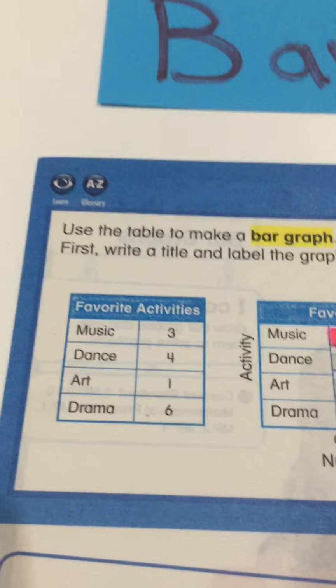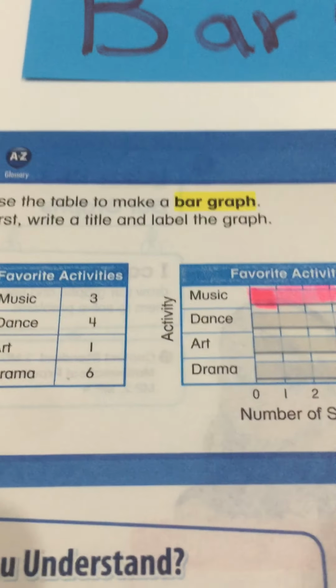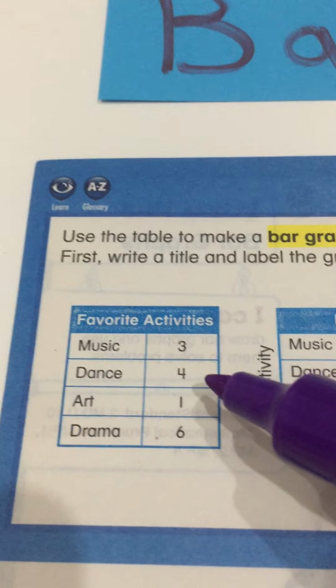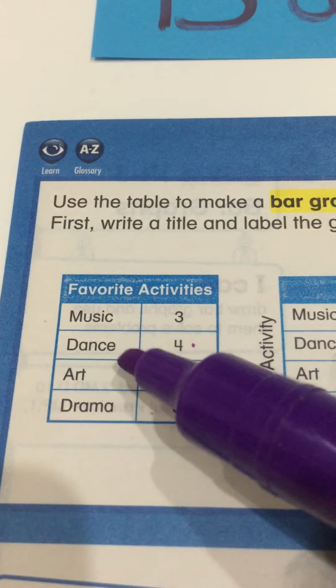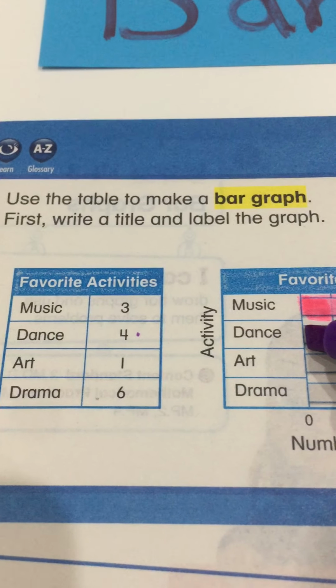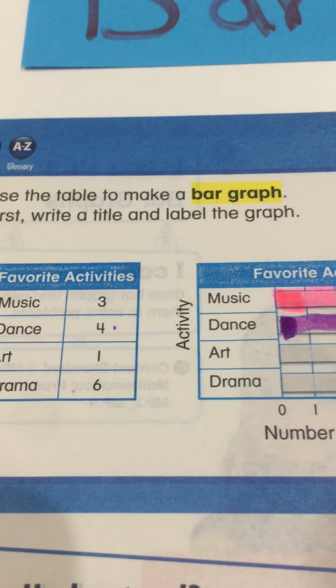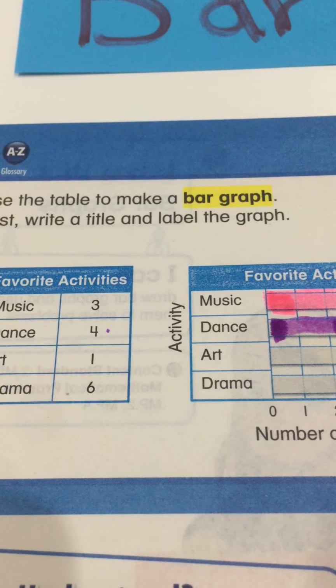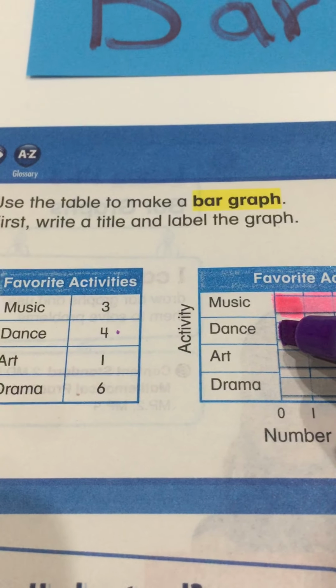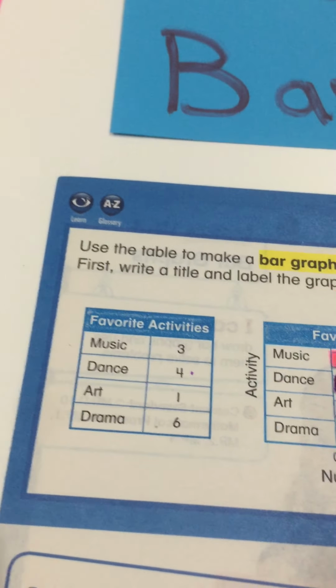Then we have the activity dance. So how many students like dance? If you look here, there are 4 students who like dance. Then we're going to draw our bar from 0 up to 4. You can do it with colors, each one with a different color. So this is for dance.